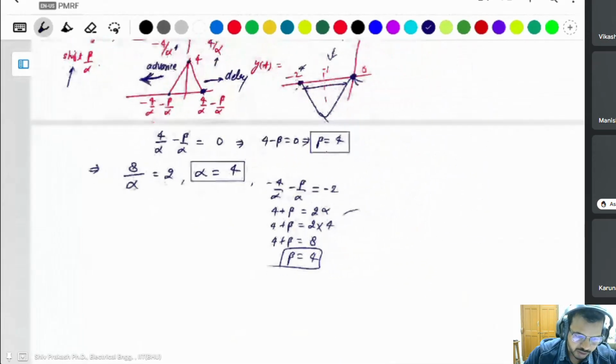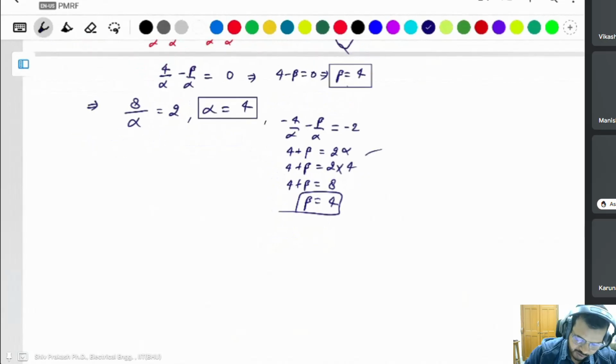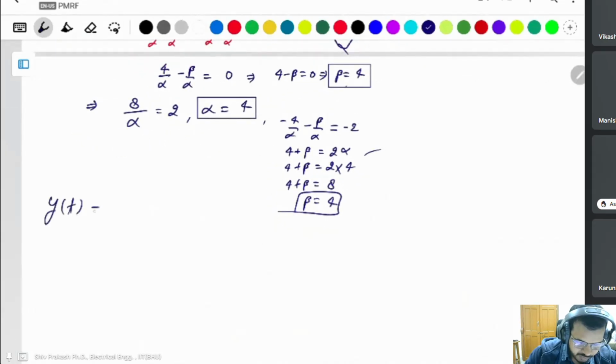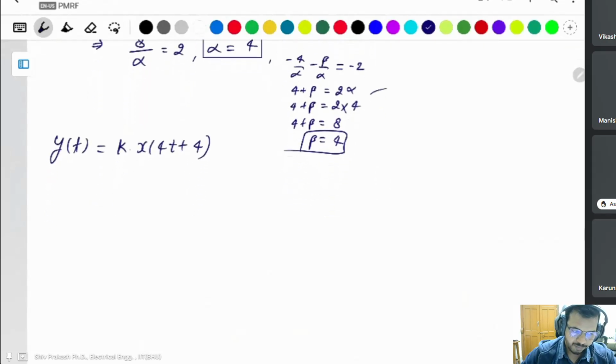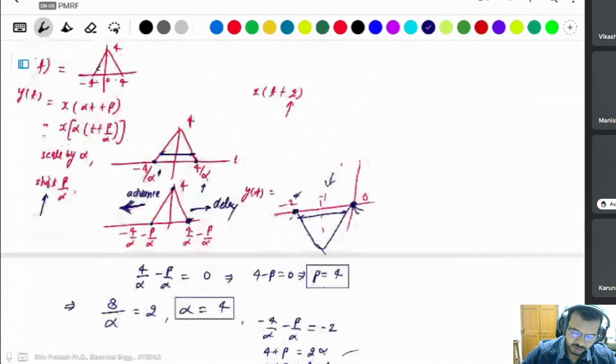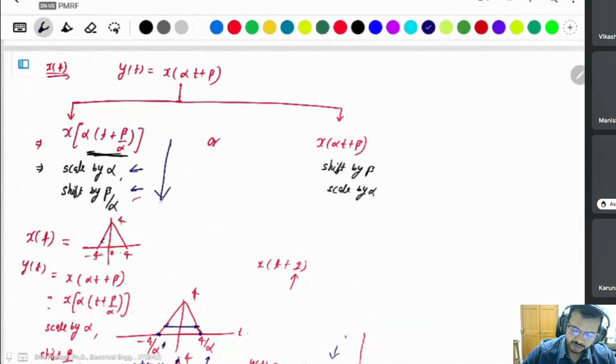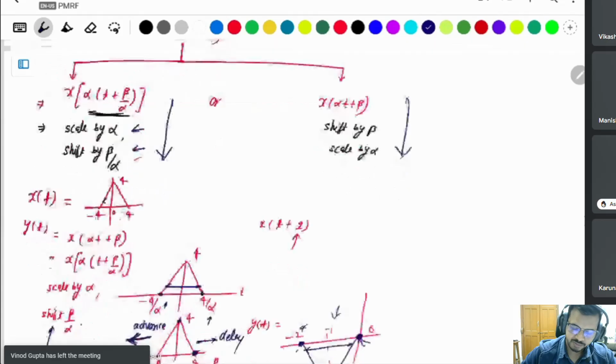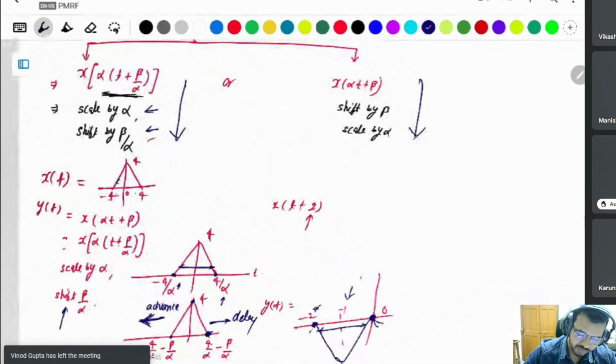You got the signal, then what is the final signal? We find y(t) is equal to, I remove the k, I apply k later, that later is k x(4t plus 4). Okay, first I apply this one, then after I apply this one. Then in this case, first find the signal like that.